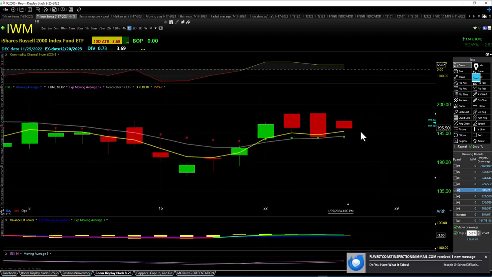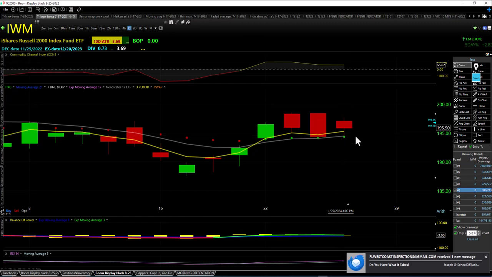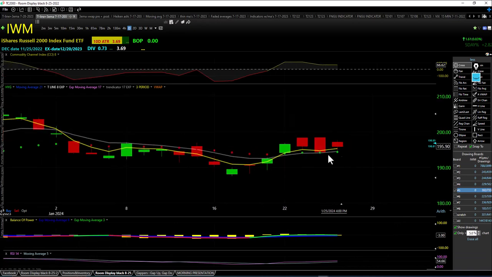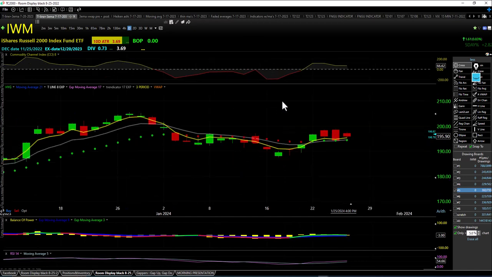IWM, lower high, equal low, maybe higher low right there. But closing over the trap, over the trend indicator. So, all 5 closing over the trap and over the trend indicator, acting bullish this morning. Well, not in the pre-market right now, and bullish yesterday. So there's IWM. Let's take a look at USO.